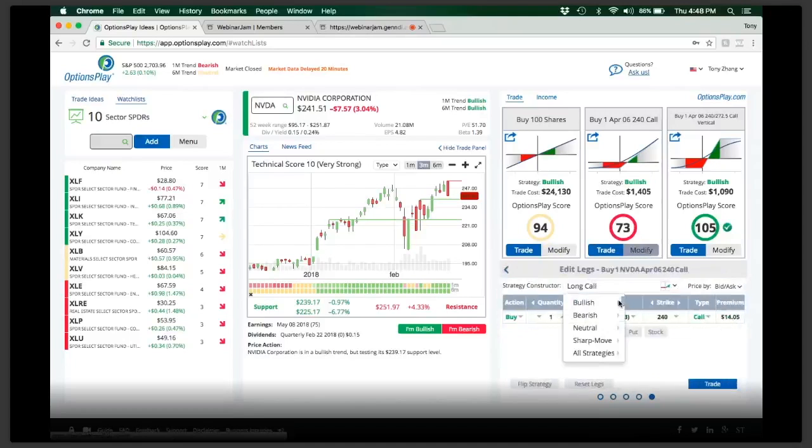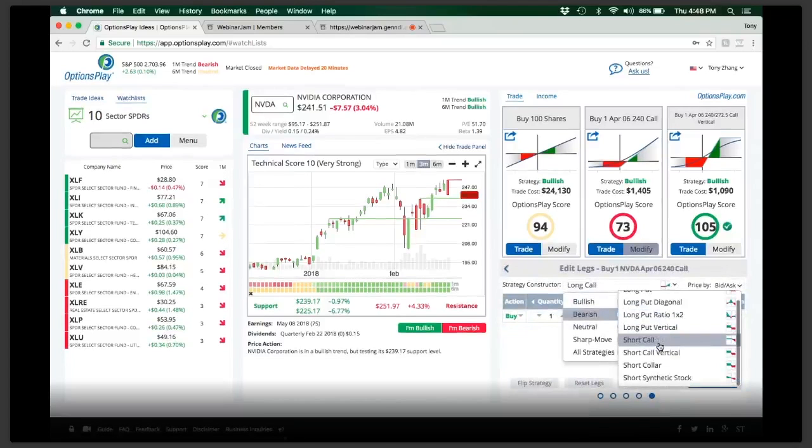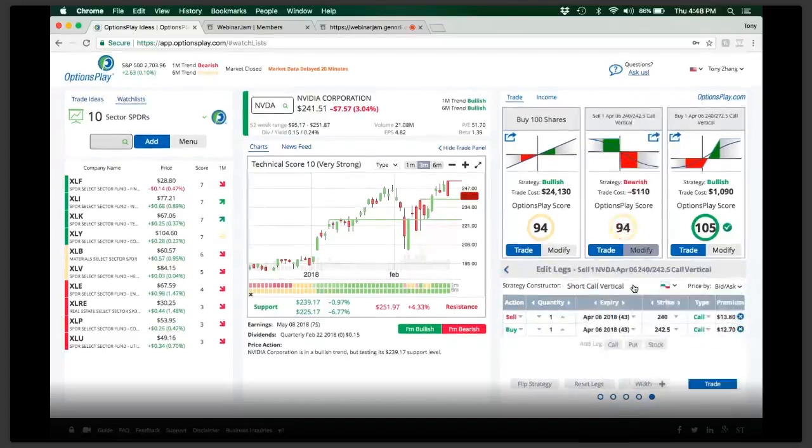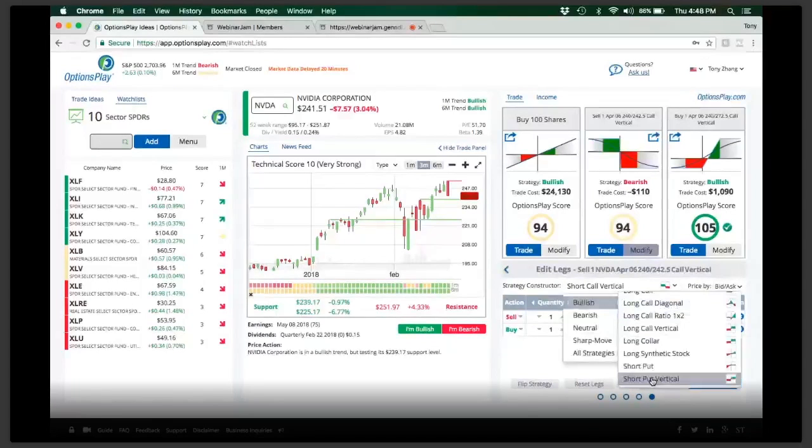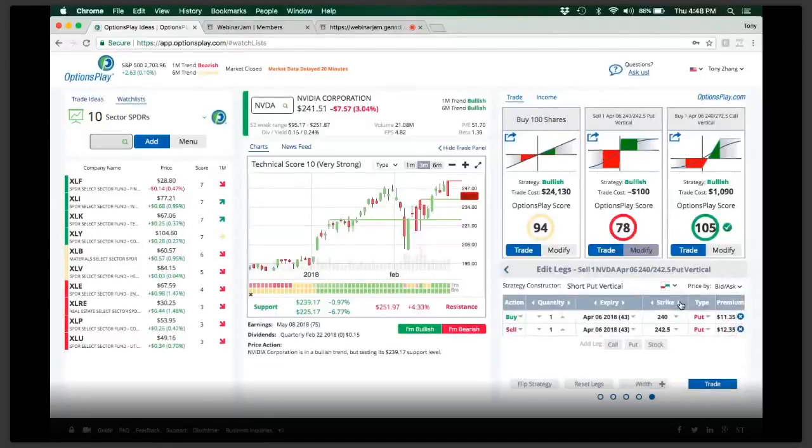Let's take a look at the difference between trading a credit spread versus debit spread. That's bearish. So if you've never used OptionsPlay before, you should definitely take a look at the strategy constructor because it allows you to construct all different strategies, including the debit spread versus credit spread. So let's move the strikes down some, which is really what we're looking for.